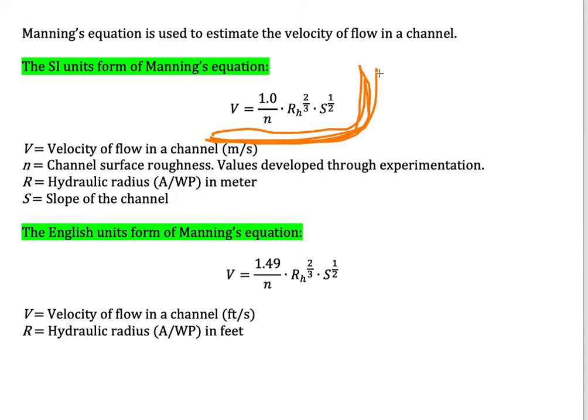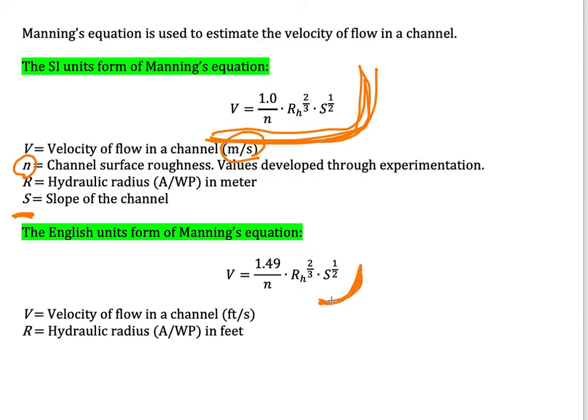So V is the velocity, the unit is meter per second, and the value of n here is the channel surface roughness. R_H is the hydraulic radius, and S here is the slope of the channel. The Manning equation can be used for SI and British units. If we use British units, the equation will be slightly different like that.